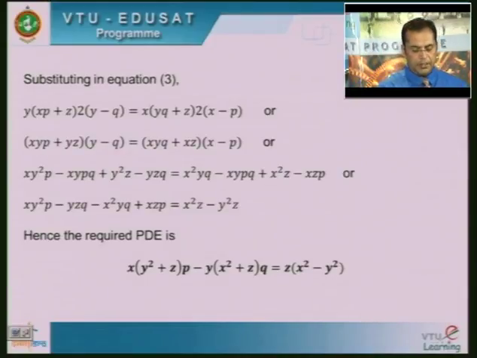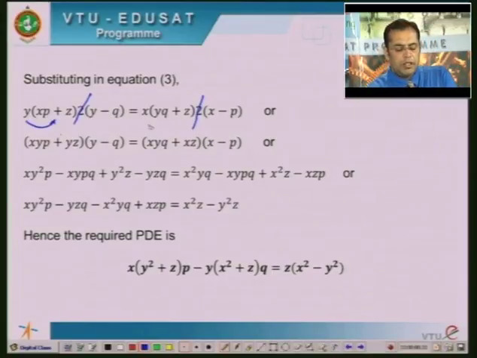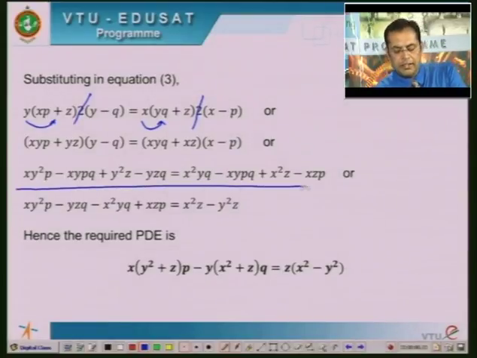Substituting in equation 3, we get dou u by dou x into dou v by dou y equal to dou u by dou y into dou v by dou x. Cancel 2 and rearrange. So, I get xy p plus, take this y inside, xyp plus yz into y minus q equal to, write this x inside, xyq plus xz into x minus p. Multiply term by term to get this and do the cancellations whichever is relevant.